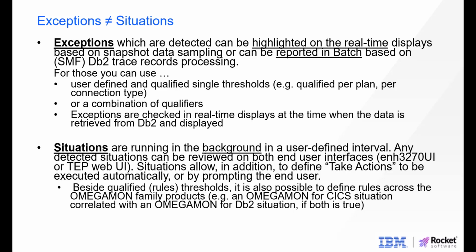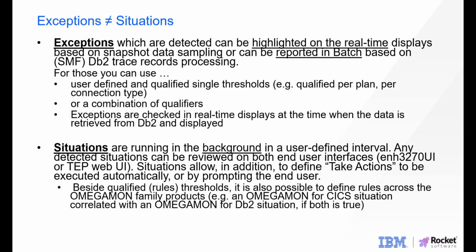Exceptions which are detected in real-time snapshot sampling can be highlighted on the real-time end-user interfaces in Enhanced 3270 UI, Tivoli Enterprise Portal, and Classic. Exceptions can also be reported in OMPE DB2 batch reports based on collected DB2 SMF trace data records. For exception processing, you can define the thresholds together with qualification like plan name, auth ID, connection type, in order to define different thresholds for different workload. These thresholds are based on snapshot data sampling and usually checked when a certain real-time display or workspace is invoked.